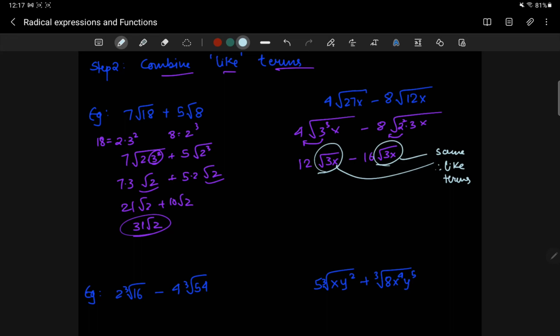So it doesn't just have to be numbers, right? As long as what is inside the square root is the same exact thing, they are like terms. So 12 minus 16 is negative 4 of these square root of 3x's.